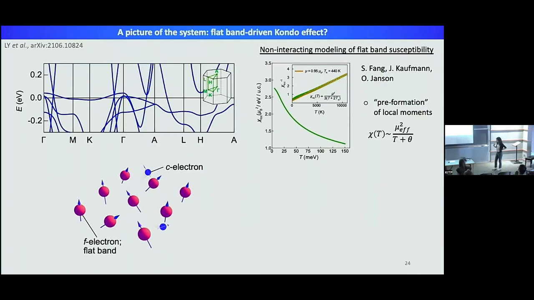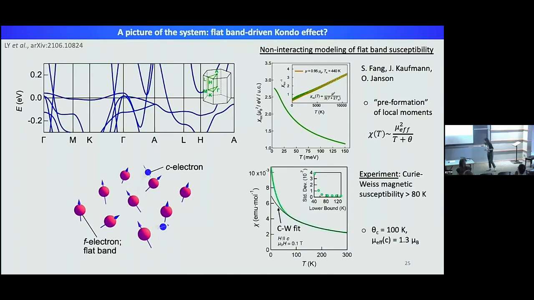This has been discussed as a signature of a pre-formation of magnetic moments, before taking into account interactions. Here I wanted to show you our experimentally measured magnetic susceptibility as a function of temperature. Above 80 Kelvin, we can also fit the chi-T with the Curie-Weiss. This is consistent with the expectation from the calculation, where we could have magnetic moments in our system.